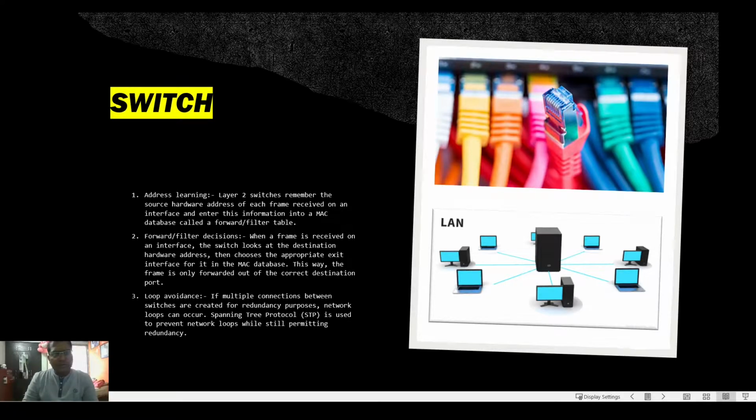Their primary functionality is address learning. Layer 2 switches remember the source hardware address of each frame received on the interface and enter this information into the MAC database called a forward/filter table, followed by forward/filter decisions, loop avoidance, etc.